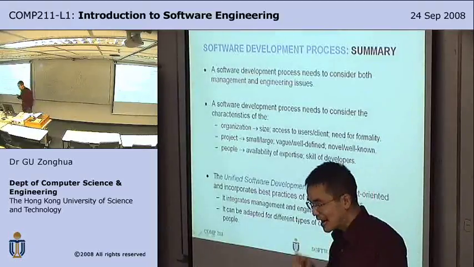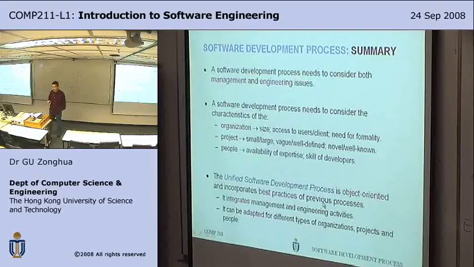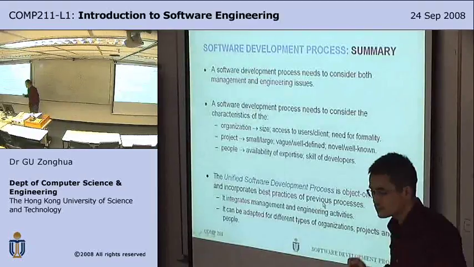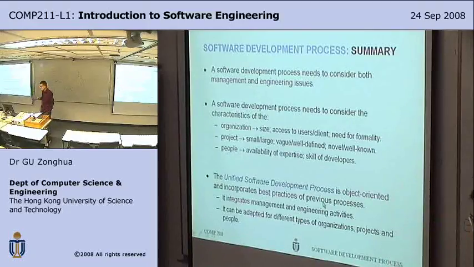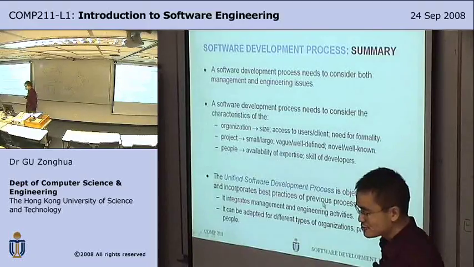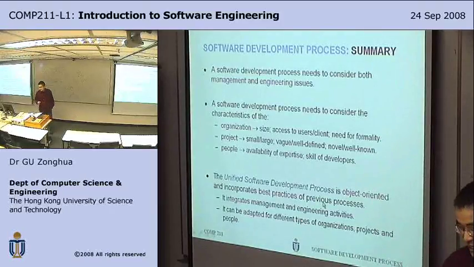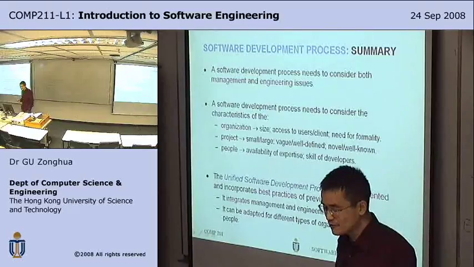Need for formality. At one extreme is waterfall, which is a very formal process. At the other extreme is extreme programming or agile process. Extreme programming is one form of agile process, which is extremely informal. You just go in and hack the code, essentially, from day one. So different projects call for different levels of formality.